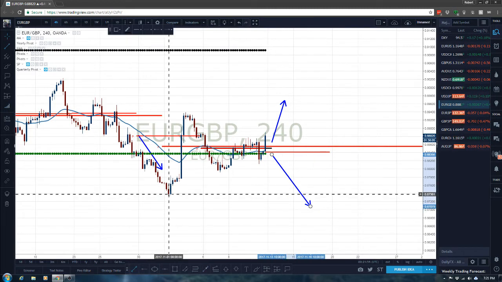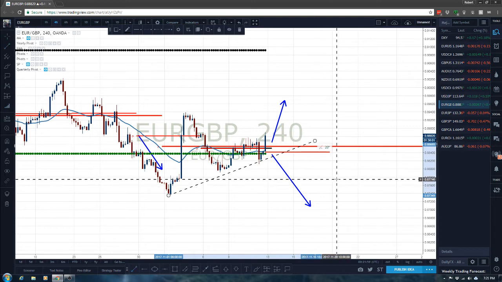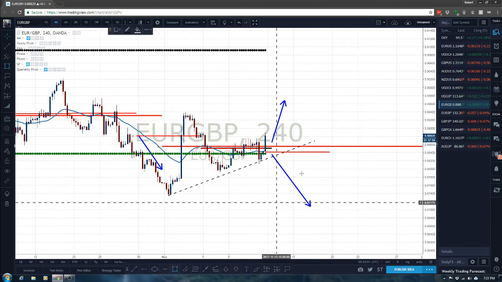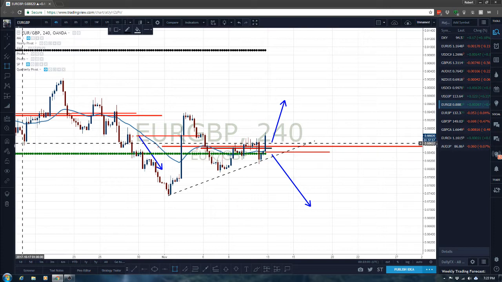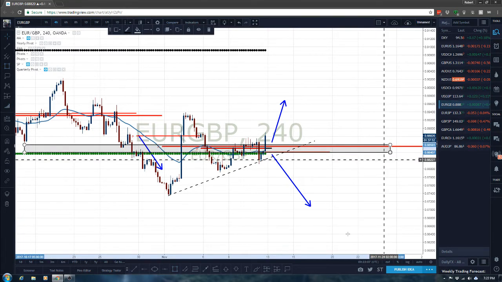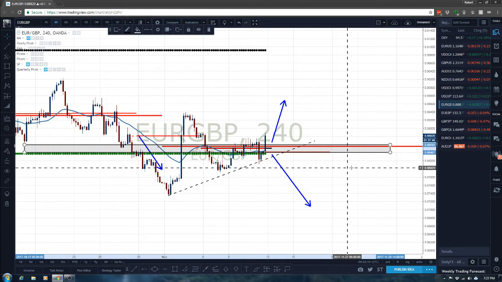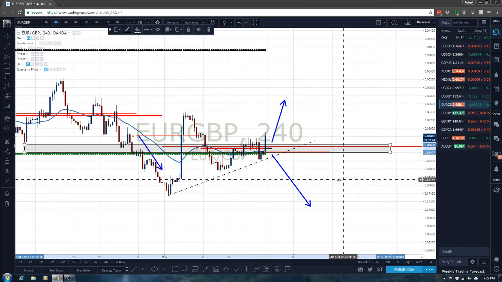Got a little trend line here. So this whole area here is going to be like your no trade zone. Look for it to act as a support or resistance, and wait for price to respect it, and then look for a trade entry for it to head higher or to head lower.